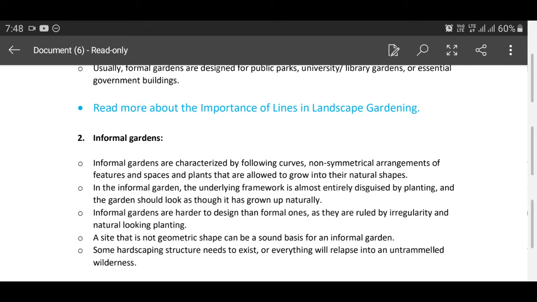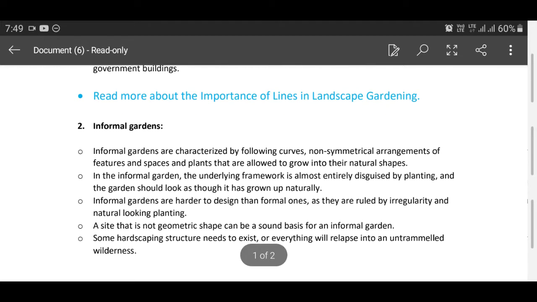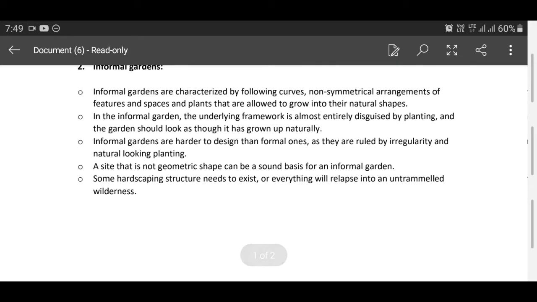Informal gardens are harder to design than formal ones, as they are ruled by irregularity and natural looking planting. A site that is not a geometric shape can be a sound basis for an informal garden. Some hardscaping structures need to exist, or everything will relapse into an untrammeled wilderness.